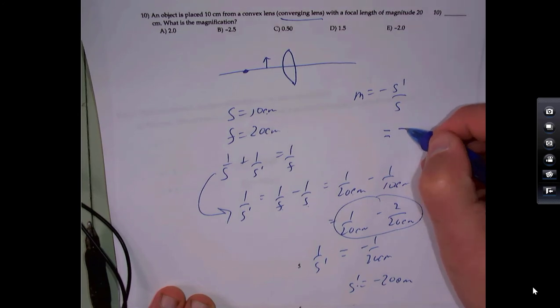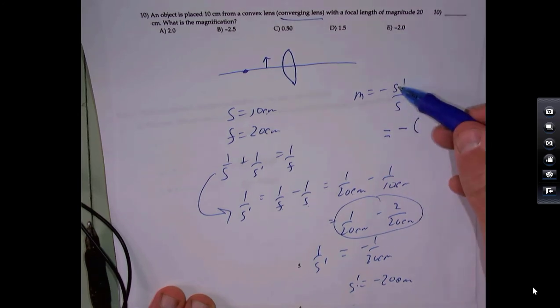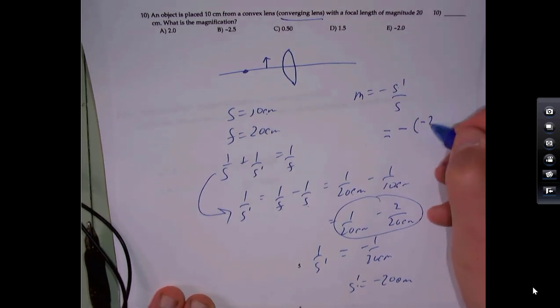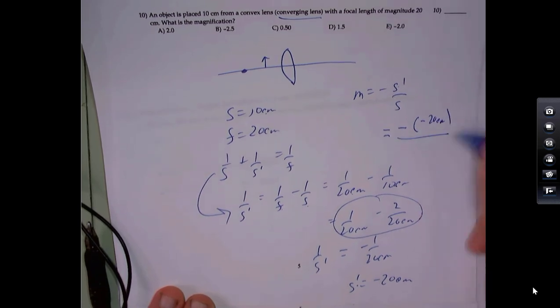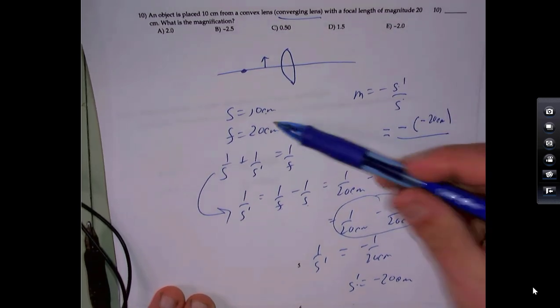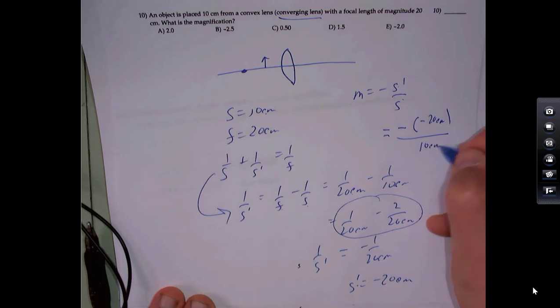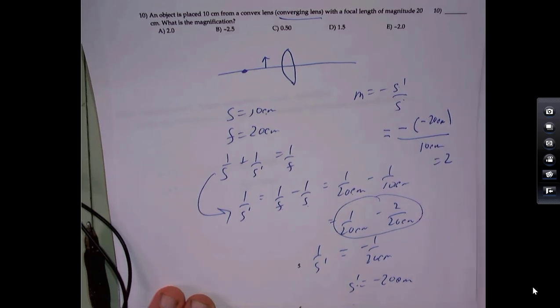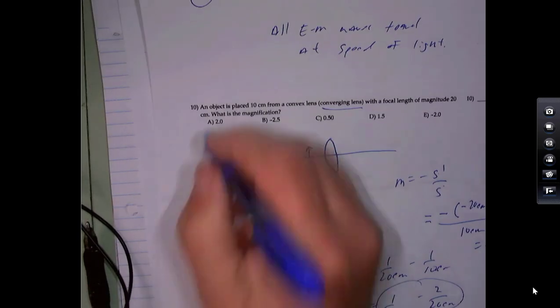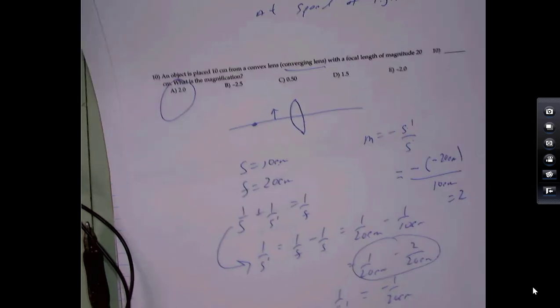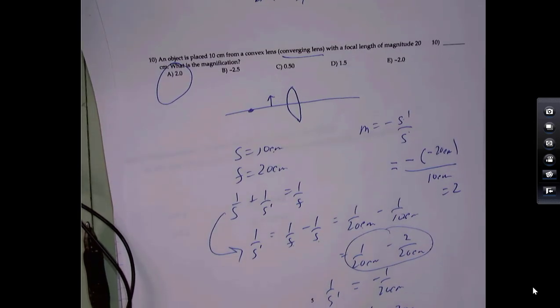Now the magnification is minus S prime, but S prime is also minus 20, and then divided by S, which is 10. So the magnification turns out to be 2 for this problem. Positive, meaning it's upright. Upright always means virtual. Okay, good. So let's see, that was hopefully correct. Choice A, yeah.